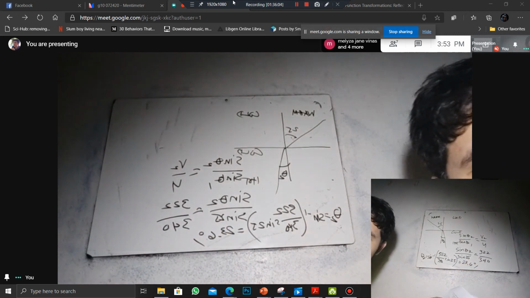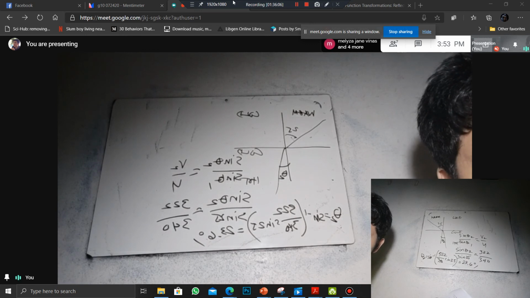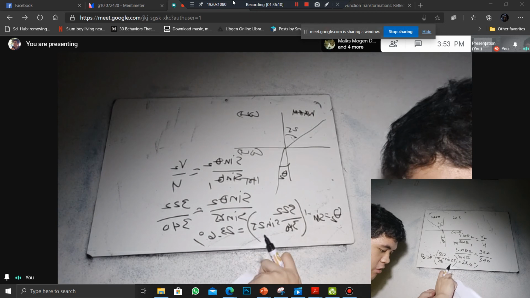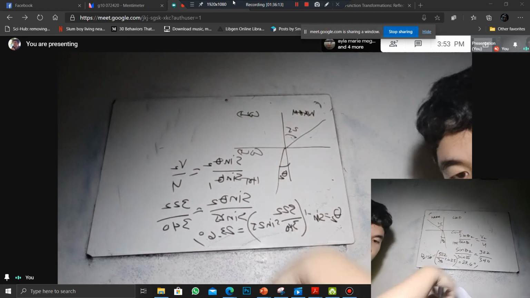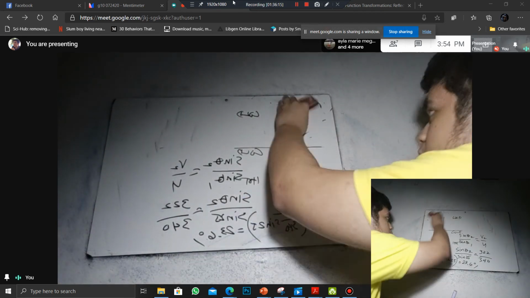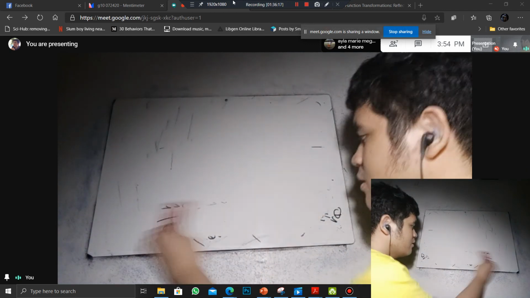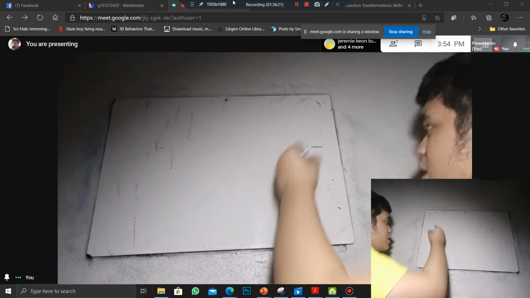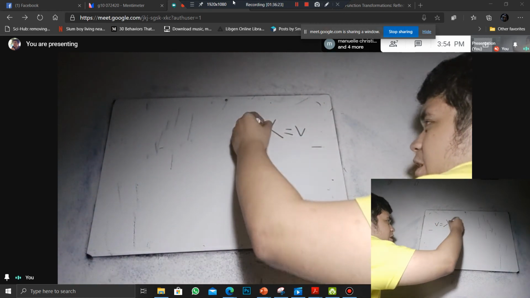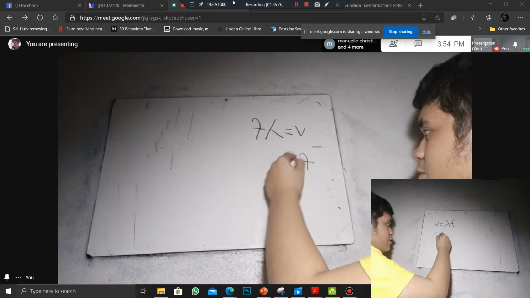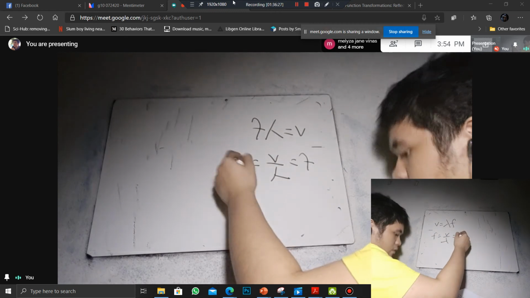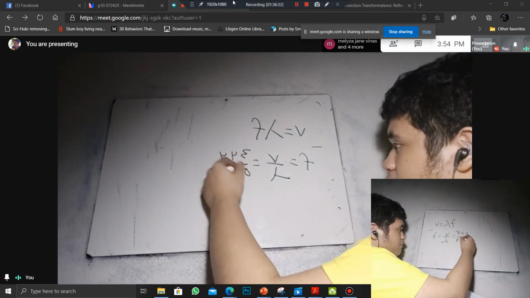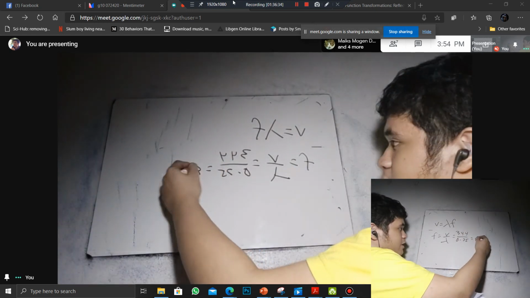Okay? Sige, letter C. What frequency of sound would have wavelength the same size as a 0.75 meters window? So, ito, conceptual ito, no? Letter C, easy lang yan. Bakit? Kasi, di ba, V equals lambda F. Yung wavelength daw yung length ng window. So, F equals V over lambda equals 344 over 0.75, which is equal to 458 or 459 hertz na.